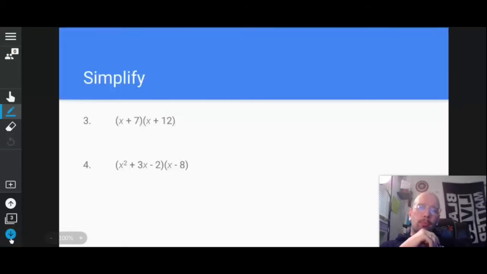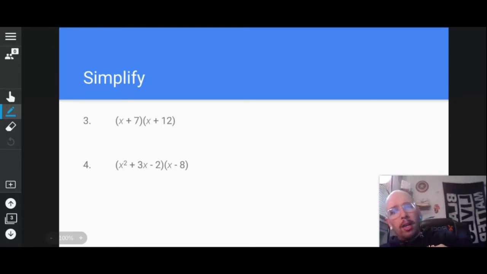Foil again. Well, I should have waited until 4 to do that problem, because we're going to do FOIL for the first time here. FOIL is an acronym, and it stands for First Outer Inner Last, and it's what you do when you multiply two binomials together, which is what we're doing here.